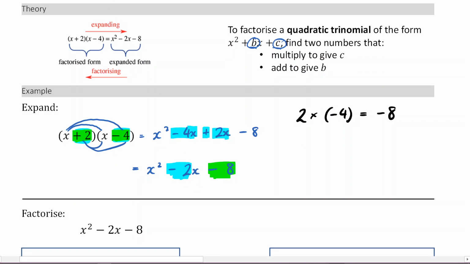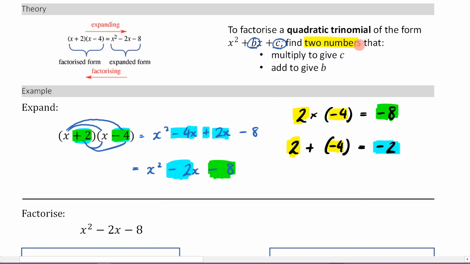So if we come here and we say, here's positive 2, and we added that with negative 4, and then we can say 2 plus negative 4 is going to be negative 2. And as you can see, this negative 2 is where we got this from. And then this negative 8 is how we got this negative 8. So this is where we really need to stop and appreciate something. 2 multiplied by negative 4 is negative 8. 2 plus negative 4 is negative 2.